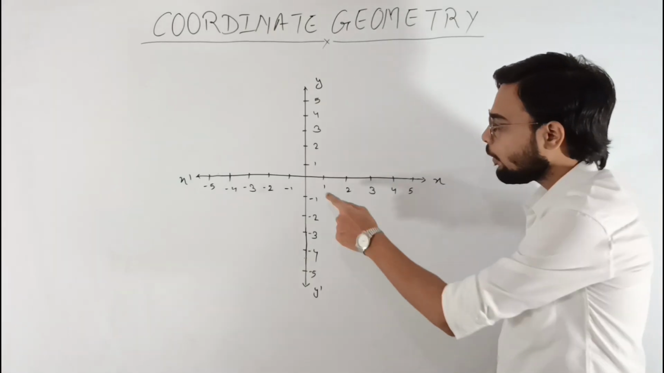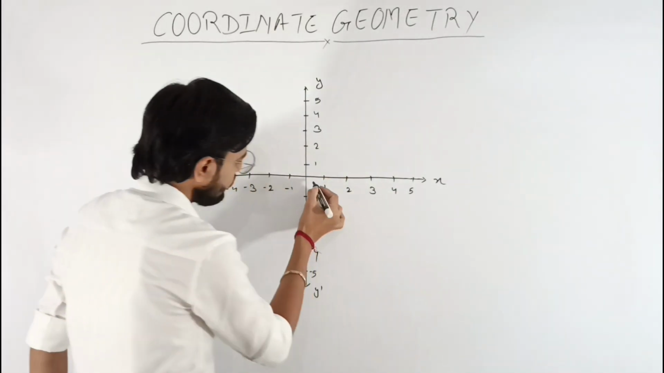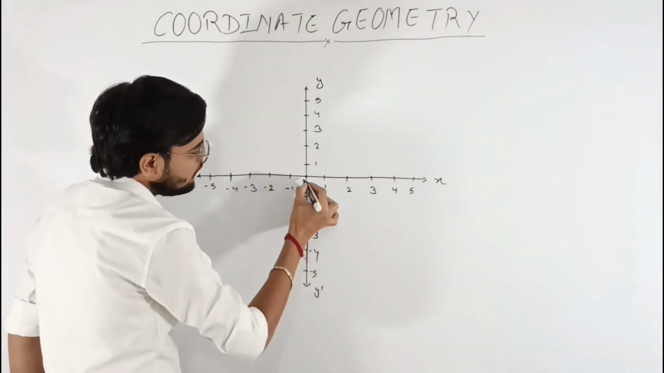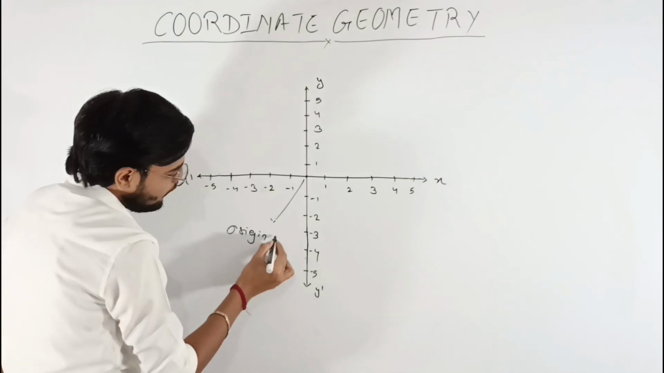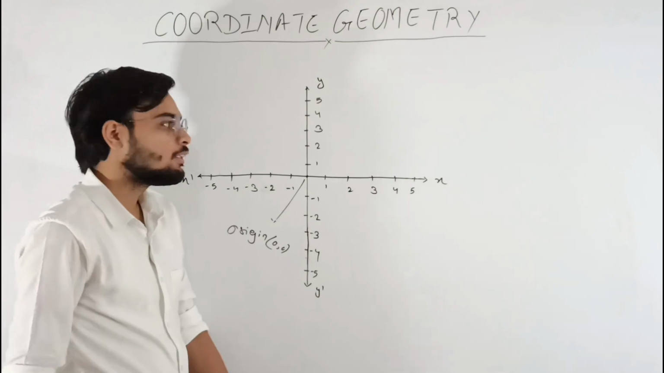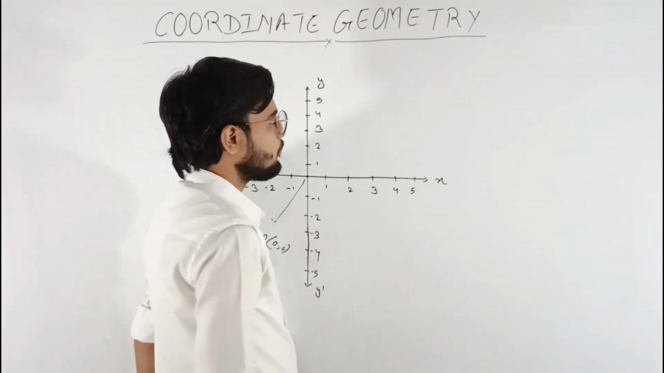Now look, the point where these two axes intersect is called origin, and the coordinates of origin are 0 comma 0. Okay, now next thing we see is how to represent a point on a Cartesian plane.